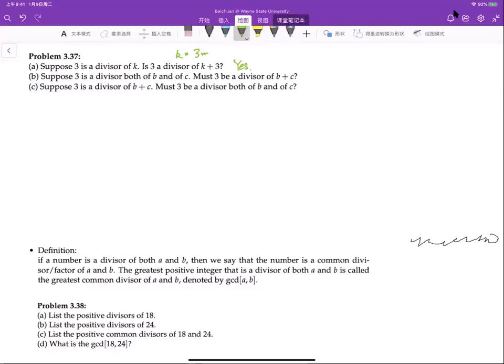In this case, you can write b as 3m and c as 3n. Now suppose that 3 is a divisor of b plus c. Must 3 be a divisor of both b and c? No. For example, b is 1, c is 2. Their sum is a multiple of 3, but it doesn't imply both of them are multiples of 3.